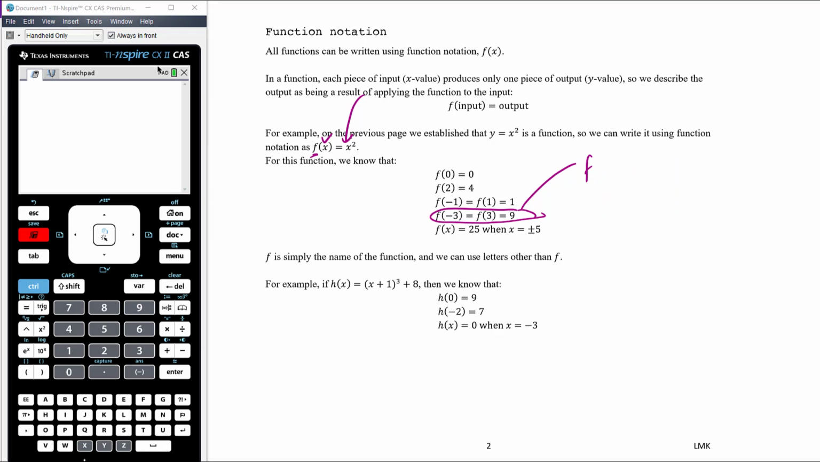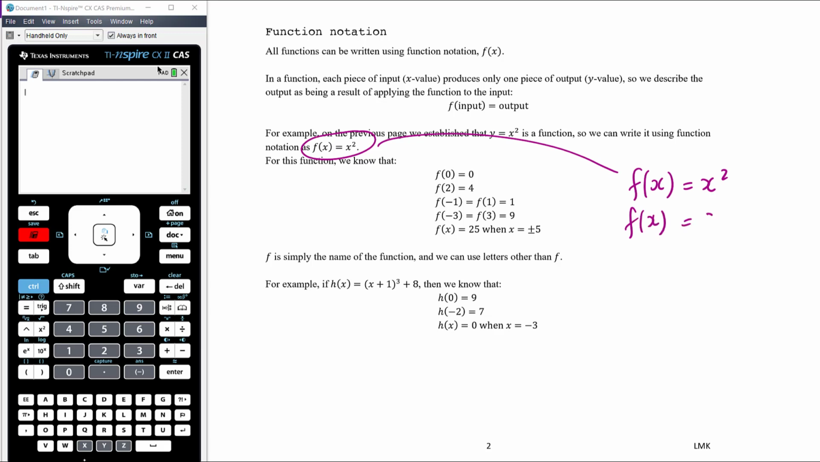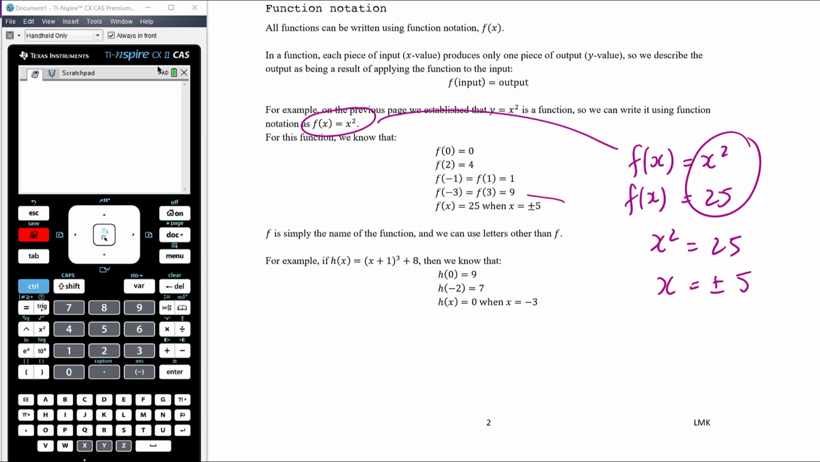And we also know things like, f of x is equal to 25 when x equals positive or negative 5. So we know that when we make this function equal to 25, so if f of x equals x squared, f of x being equal to 25 means that x squared is equal to 25. And so we can solve that and get x is plus or minus root 25, which is plus or minus 5.